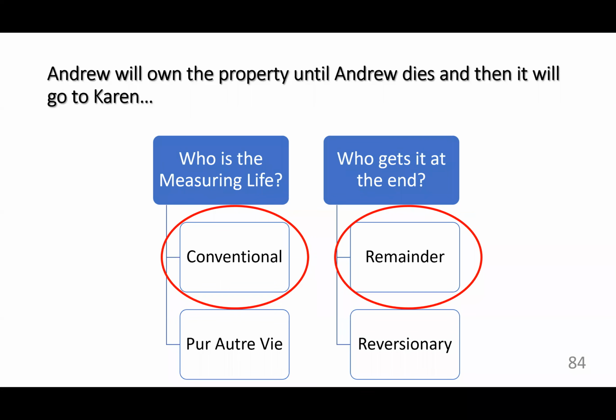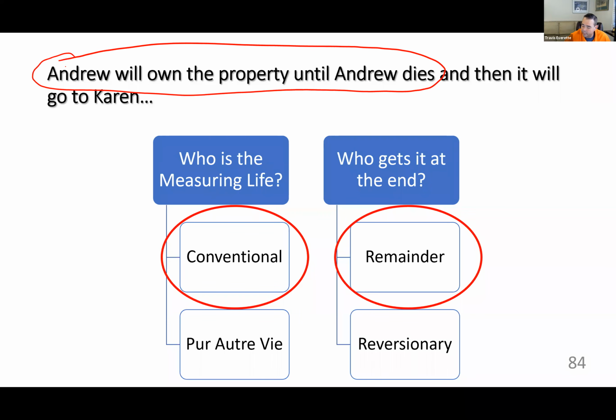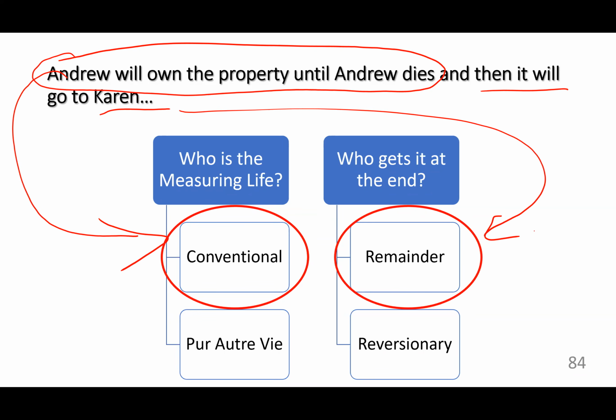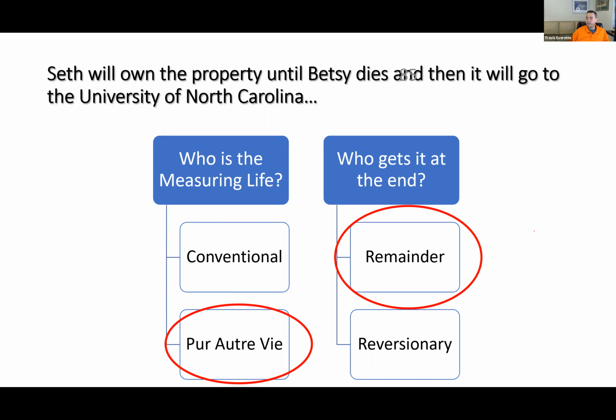So when you look at this one, it says Andrew will own the property until Andrew dies, and then it will go to Karen. Well, Andrew owns the property till Andrew dies. If you take that statement right there, that tells you it is what? Conventional. And then it will go to Karen. That tells you it is what? Remainder. Does everybody see how we piece those together? So look at the next one.